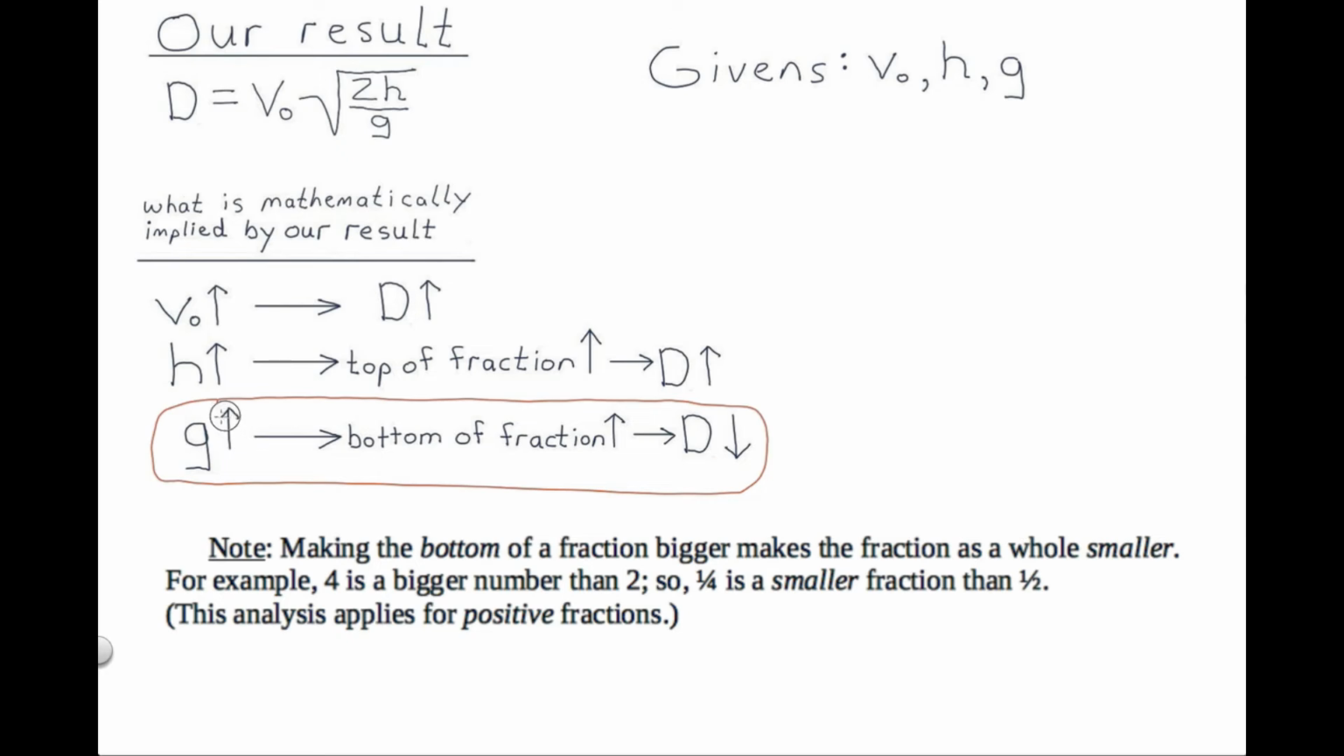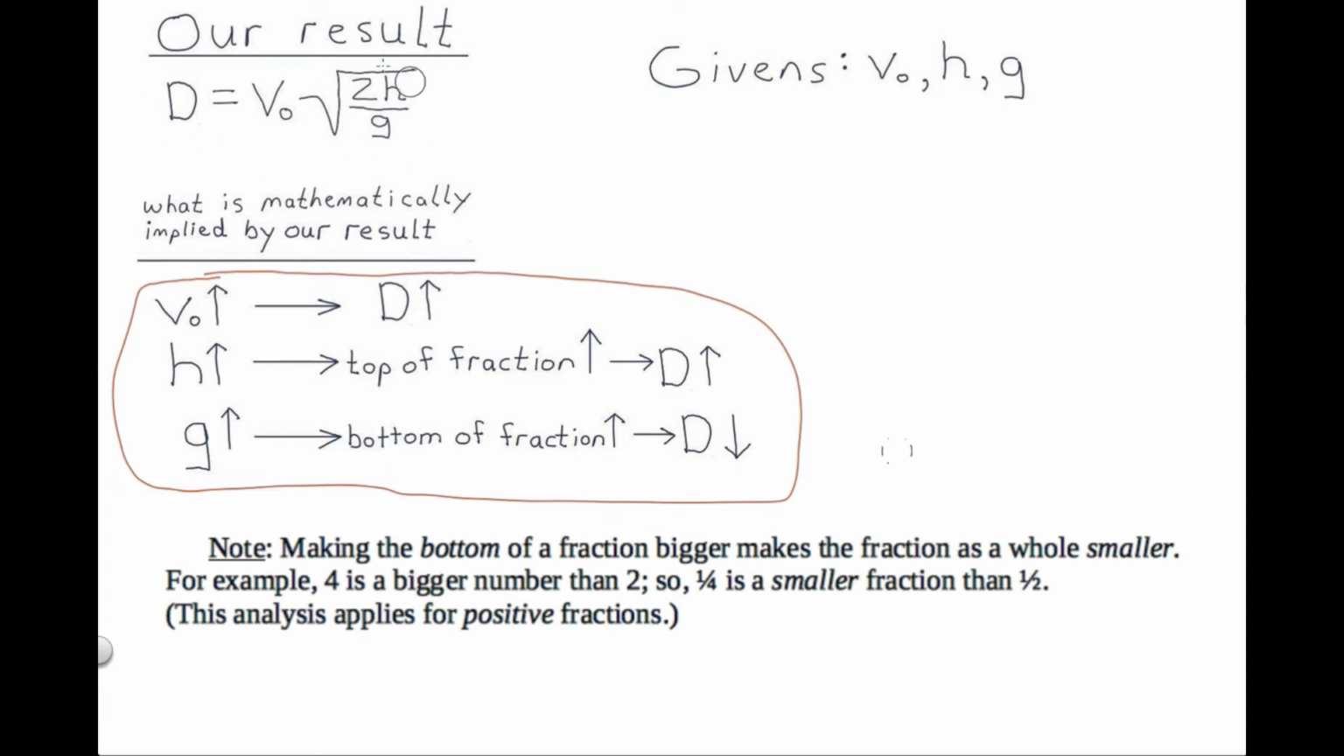What would happen if we increase little g while holding the other givens constant? Little g is on the bottom of this fraction. So if we increase little g, that will increase the bottom of the fraction. Making the bottom of a fraction bigger makes the fraction as a whole smaller. So this equation implies that if we increase little g, that will decrease capital D. So this equation implies that increasing v0 will increase capital D, increasing h will increase capital D, and increasing little g will decrease capital D.